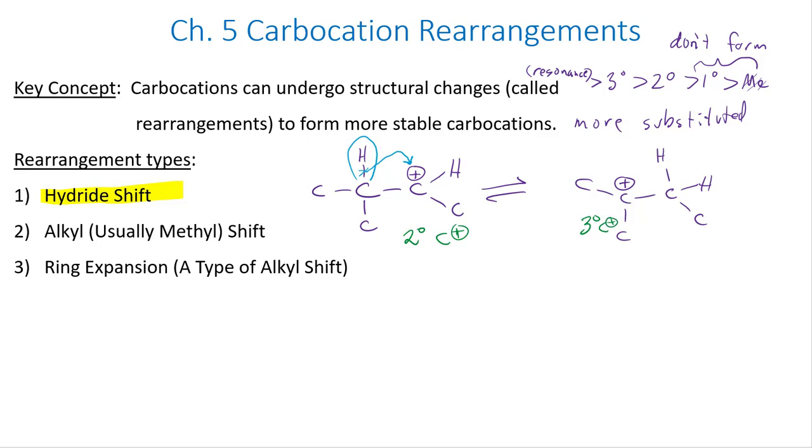So again, the driving force is a more highly substituted carbocation carbon, and more highly substituted is more stable. And we call it a hydride shift because a hydride literally is a hydrogen with a pair of electrons, like the anion of hydrogen. This is different from a hydronium or H+ shift, because the hydrogen is taking its electrons with it.